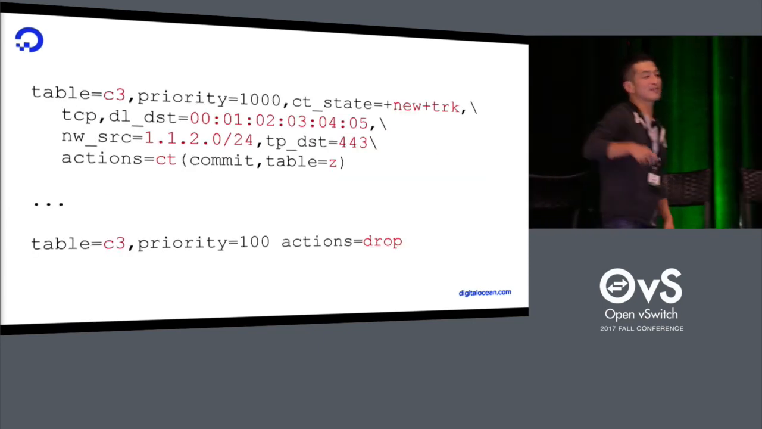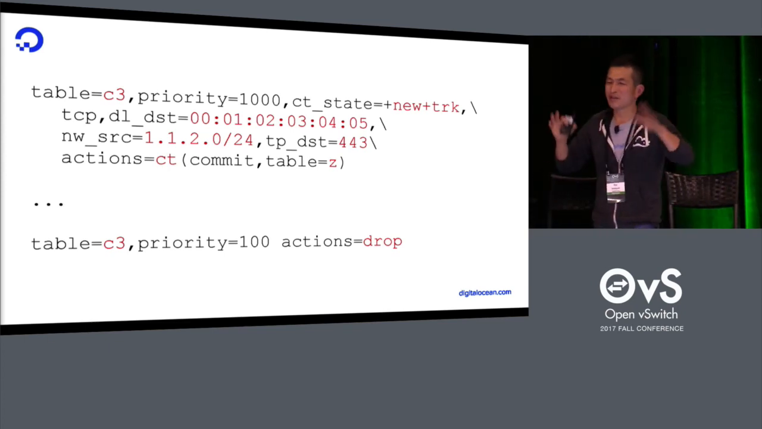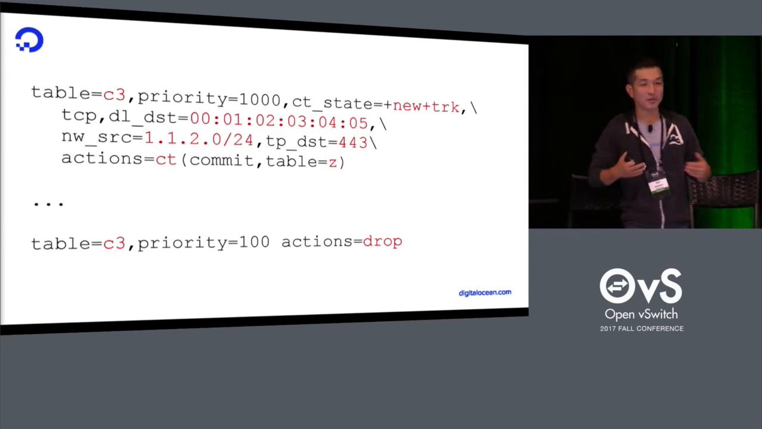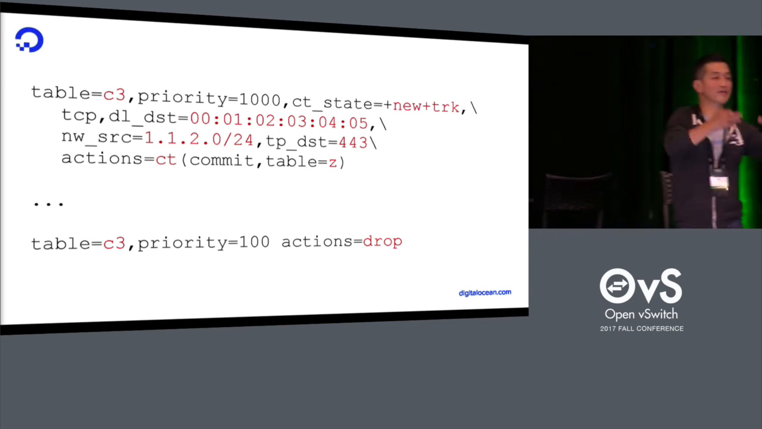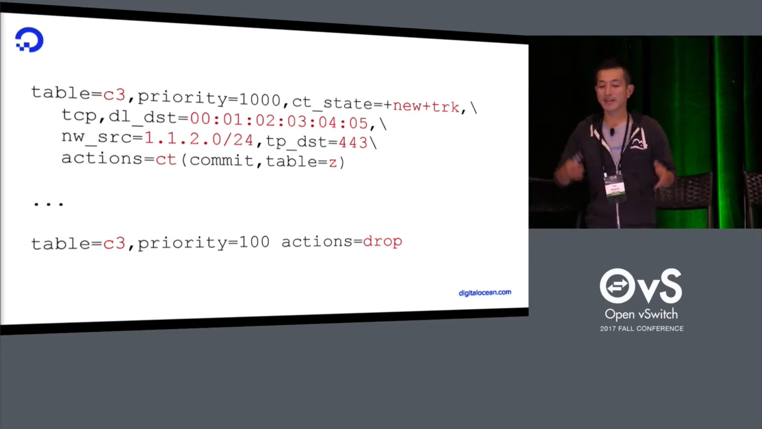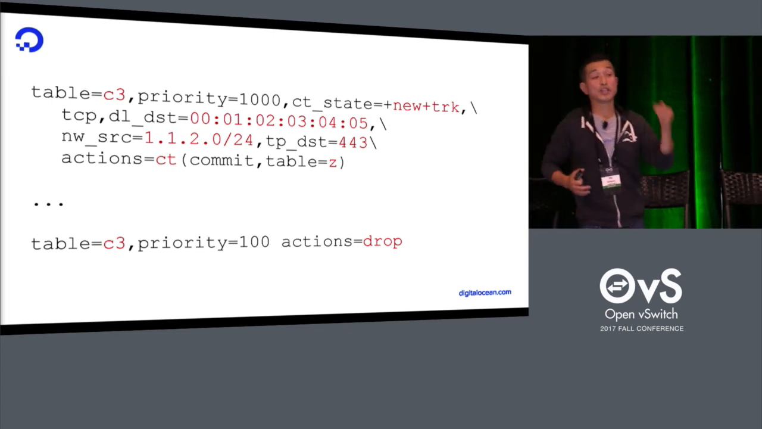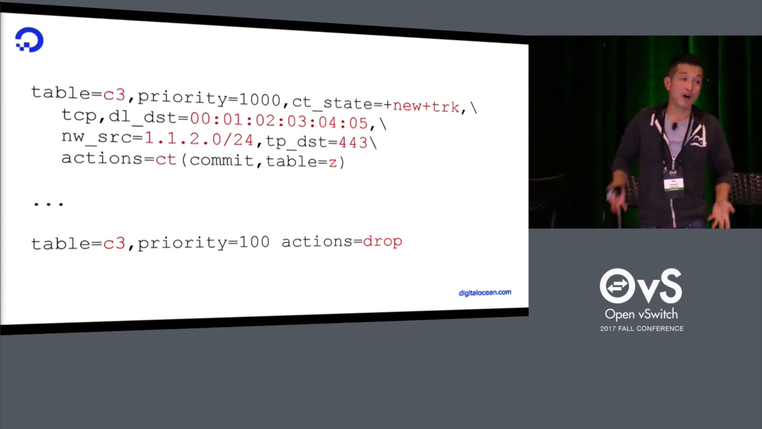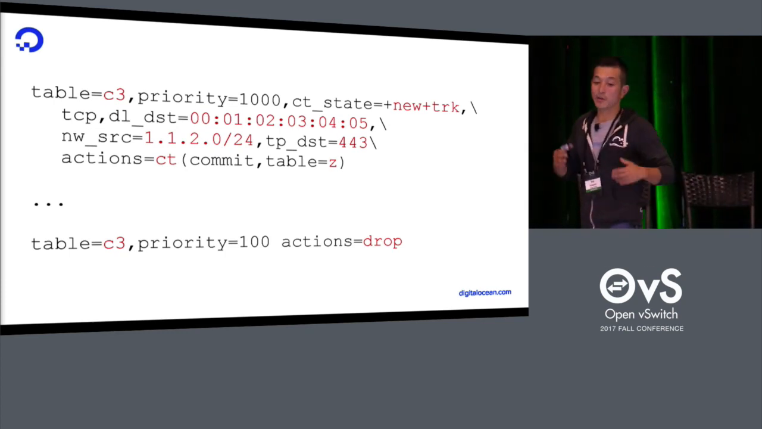And the last table is the user policy table, which contains all the policy information. So this case is an HTTPS or TLS flow, incoming TLS flows from a specific source IP, that is 112.0/24, and the destination MAC is this specific droplet. Then we inject that flow into the conntrack table. Otherwise, we just drop. Our firewall policy is default drop, so this works nicely.